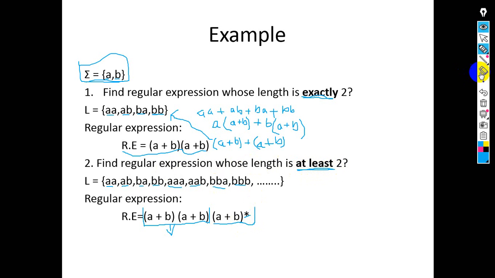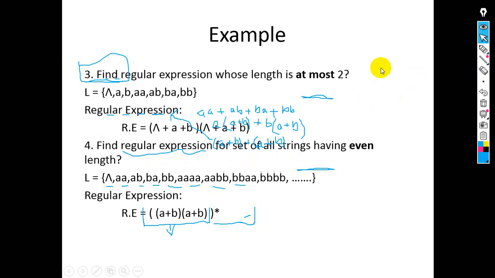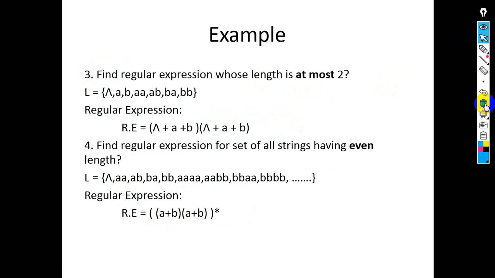Okay. Next, what we have? Find the regular expression whose length is at most 2. Now what is meant by at most? At most 2 means that the length of the string can be 0, 1, or 2 but not greater than 2. Exactly 2 means that it should not be greater than 2 or less than 2.